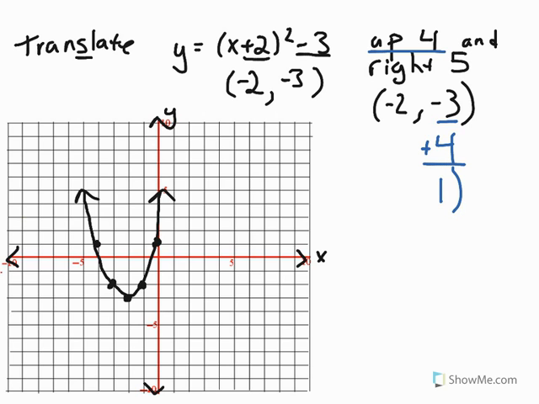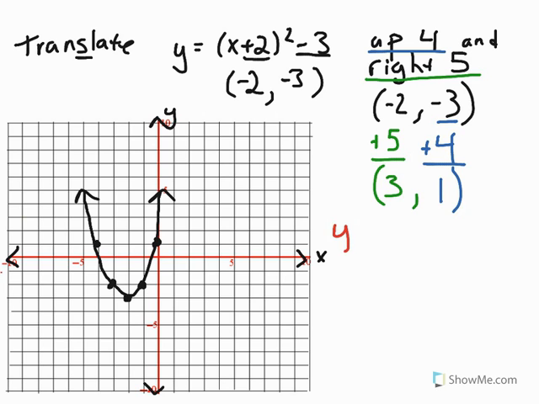And now if we are going to move it right 5, that means we're going to be adding to the h term, because h is our horizontal term for the vertex. So I'm going to add 5 because I'm moving to the right. If I was moving to the left, I would subtract. But negative 2 plus 5 is 3. So that tells me that the vertex is at 3, 1.